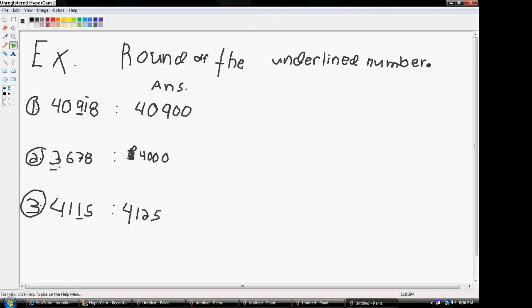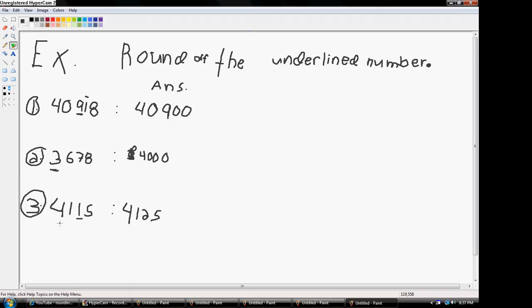In number 2, round the number to the nearest thousands because the underlined number is in the thousands place. The underlined number is 3, and the right side of this is the hundreds place, which is 6. Since 6 is 5 above, we are going to round this up, and the answer is 4000. And the right side of the number that is rounded off is going to become 0.